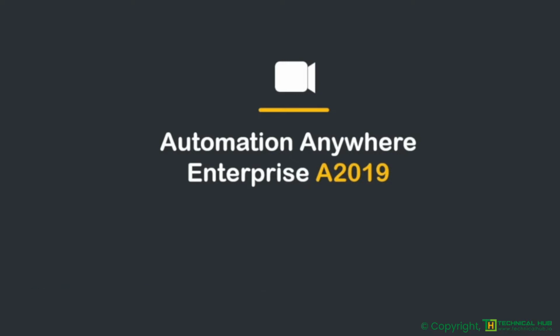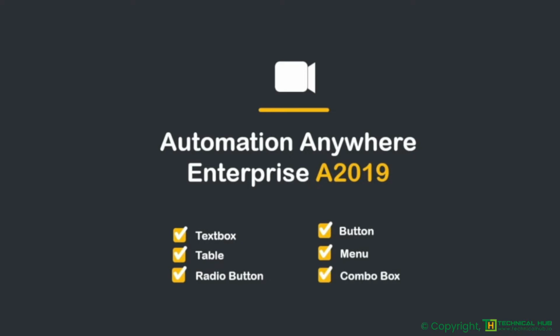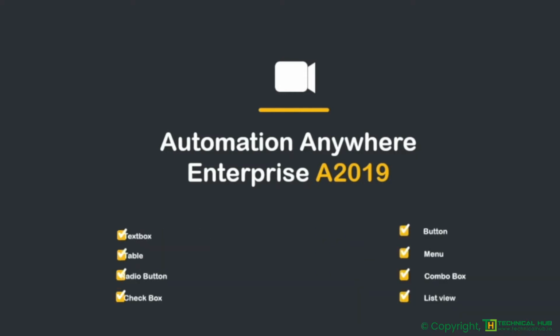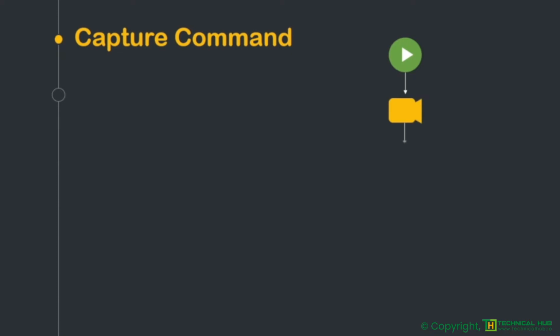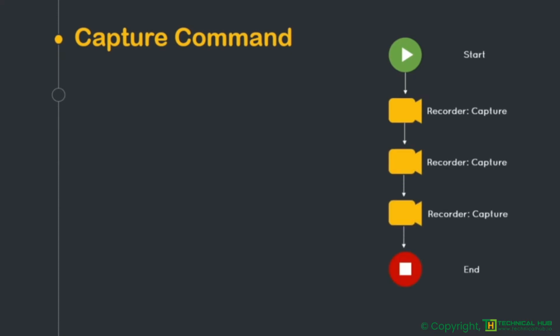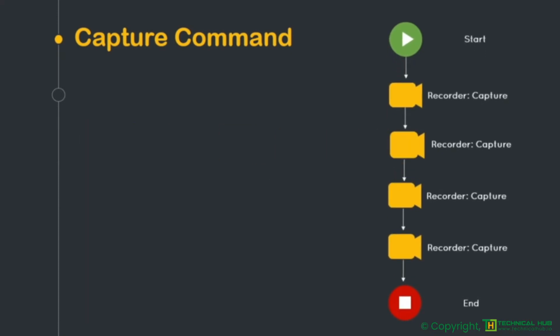We use the capture action or command from the recorder package to capture the interaction with a user interface object, such as a text box, button, table, menu, radio button, combo box, checkbox, list view, etc. The capture action replaces the object cloning command from version 11.3. The capture action enables you to add a single interaction when building your bot, such as if you missed a step involving click, keystroke, or mouse movement when recording a process.